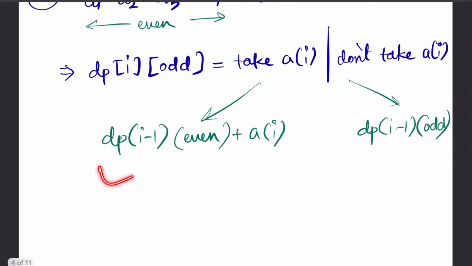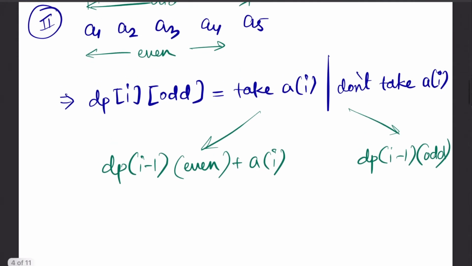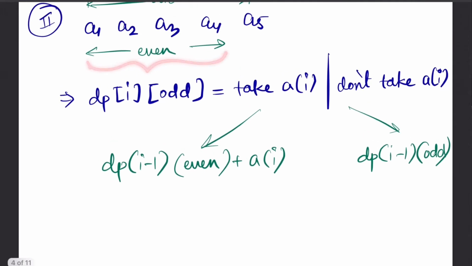So every time I take a prefix of I minus 1 which is even and I add ai to them. What is the other choice that we have? We don't take a of I. In that case I again go back one step and I take the length of I minus 1 prefix and what was the maximum odd value present there.